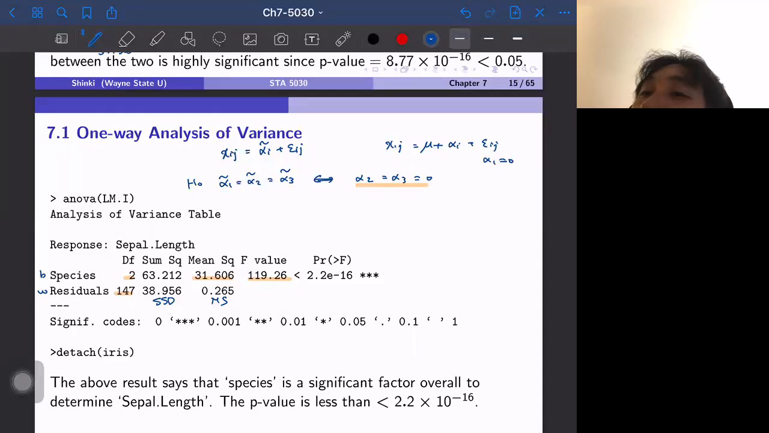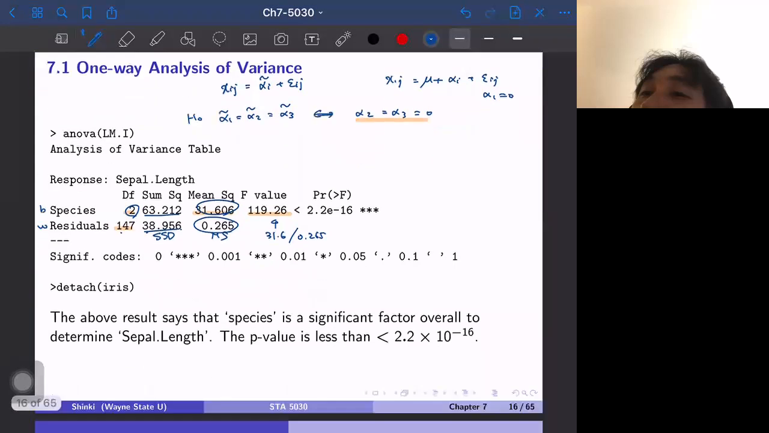So you calculate the mean square. At first, the sum of squares, then we divide this by the degrees of freedom, then we get the mean square. So 63 divided by 2 is 31.5. And then the same thing for the residual, 38.95 divided by 147. So that becomes 0.265. Then we take the ratio, 31.6 over 0.265. So this becomes 119. This is extremely large because the F value is usually centered around 1. So 119 is really large. So the p-value is very small. We reject the null hypothesis.